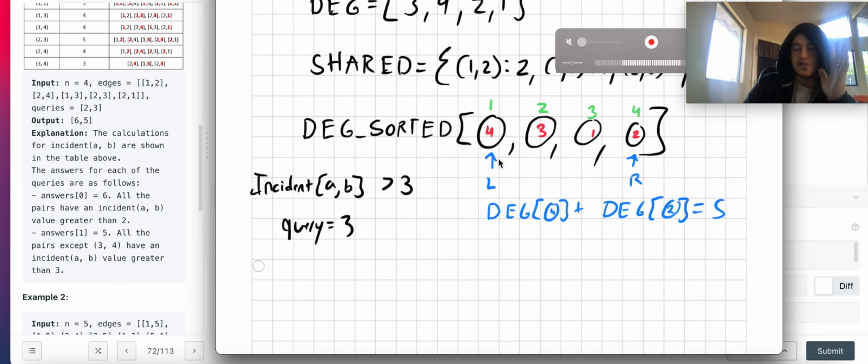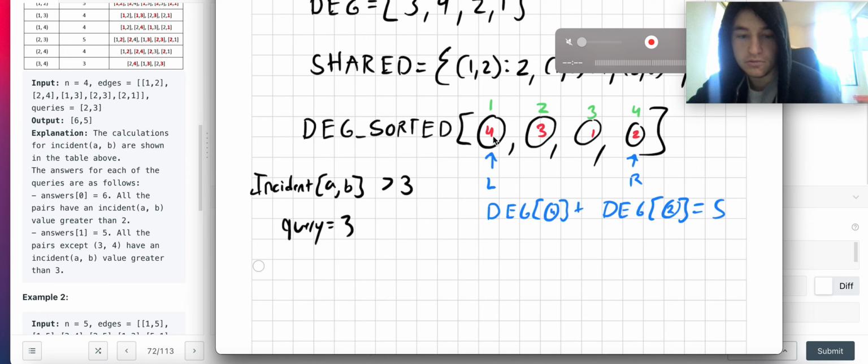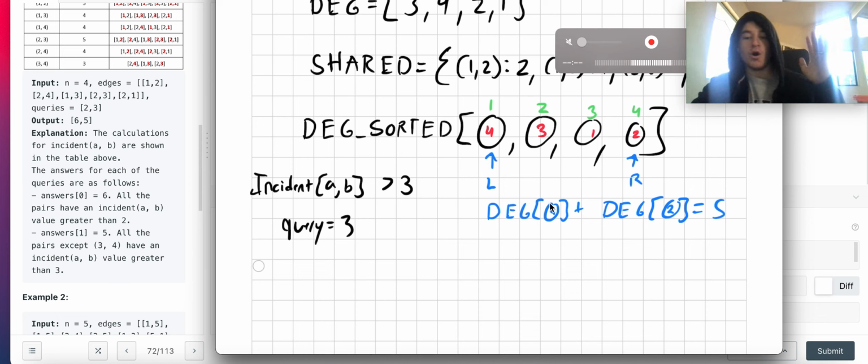Now, this is the smallest value from the left. So that means that all subsequent values are greater than L, right? Like the values only get bigger as you go to the right. So if the value only gets bigger as you go to the right, if it works for L, it's going to work for everything greater than L up to R, right?